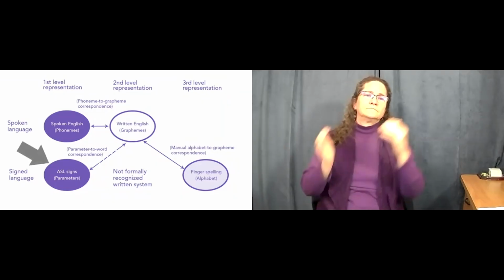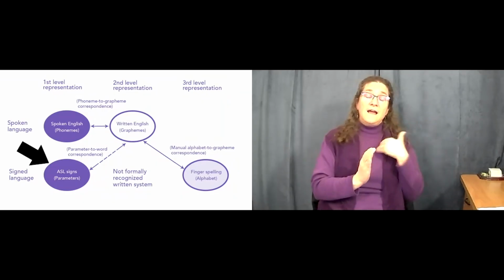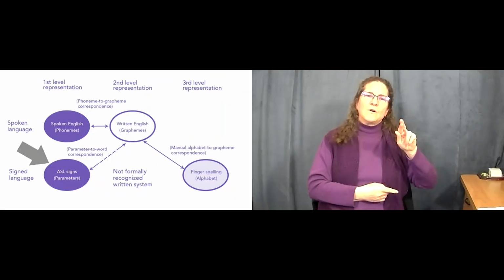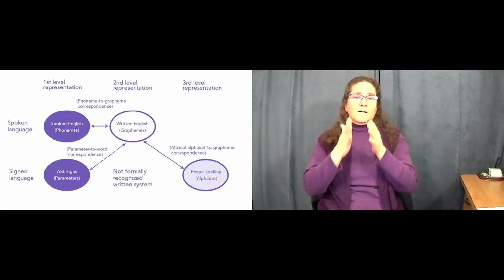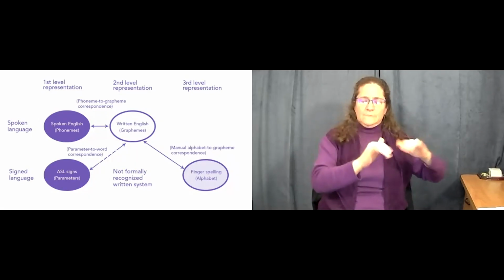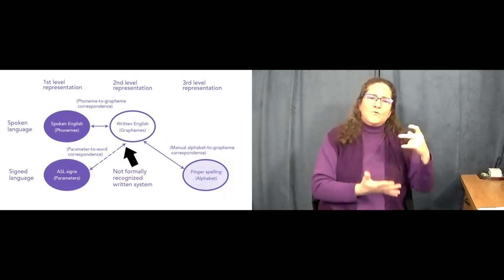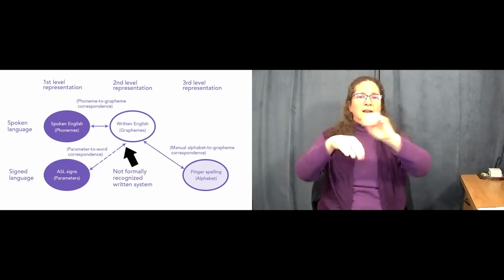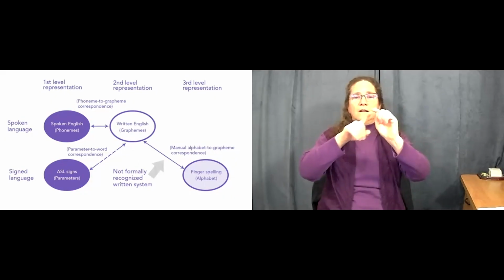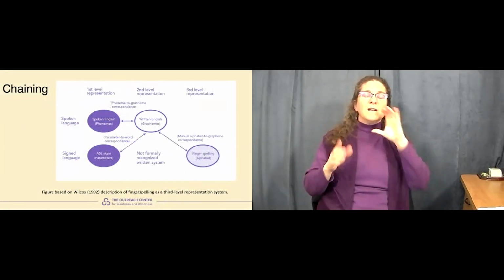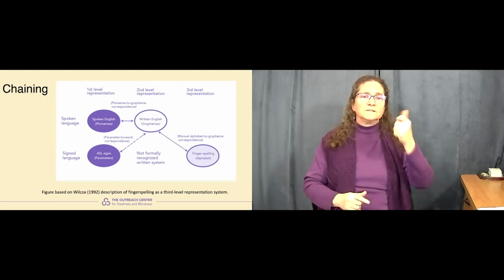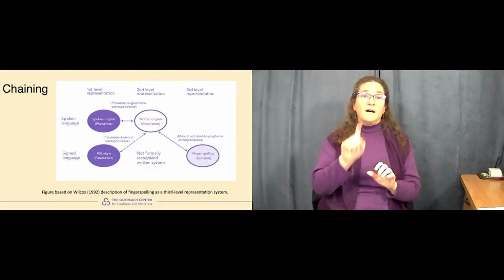For sign language, you have the ASL signs, the parameters, and there are 5 parameters in American Sign Language. You also have sign language systems. So you've got the parameter to word correspondence, and then you've got it connected back to written English, and then to the fingerspelling in the manual alphabet. And this is a figure based on Wilcox 1992. If you click on the picture, it will take you directly to the article where I was able to locate that.